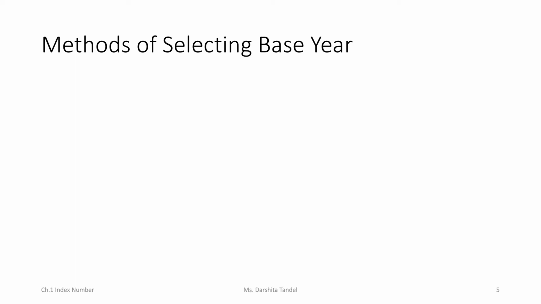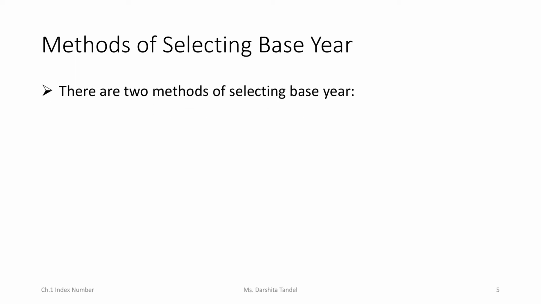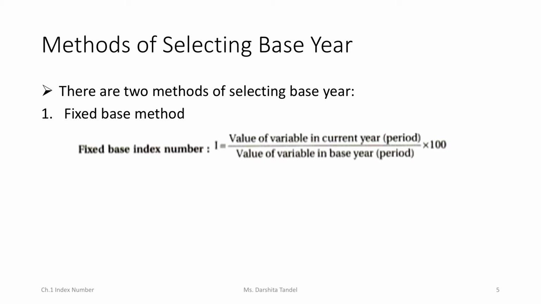Methods of selecting base year. There are two methods of selecting base year. First, fixed base method. In this method, a stable period or year with usual events or situation is selected as a normal year or base year. The index number is obtained by comparing the value of the variable in the current year with the value of the variable for the base year. Formula for fixed base index number is equal to value of variable in current year divided by value of variable in base year into 100.